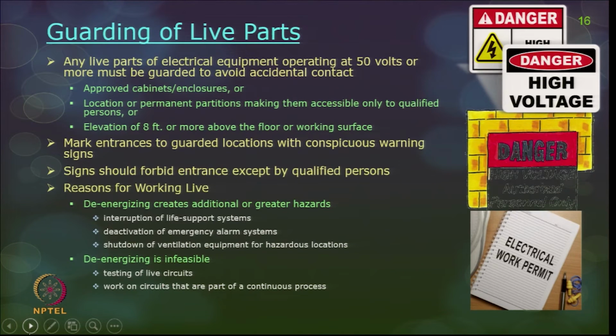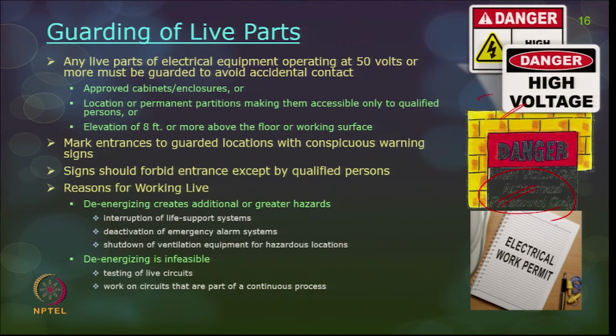accidental contact. Approved cabinets and enclosures should be made. You should also mark the location and say danger, high voltage and so on, or sometimes you can also place them at an elevation of say 8 feet or more above the floor or working surface, so that it is not in contact with any of the workers. And maybe you can think of permanent partitions, making them accessible only to qualified personnel, only authorized personnel entry and access. Make entrances to guarded locations with conspicuous warning signs as seen here. These signs should forbid entrance except by qualified personnel who can work with the live parts safely.